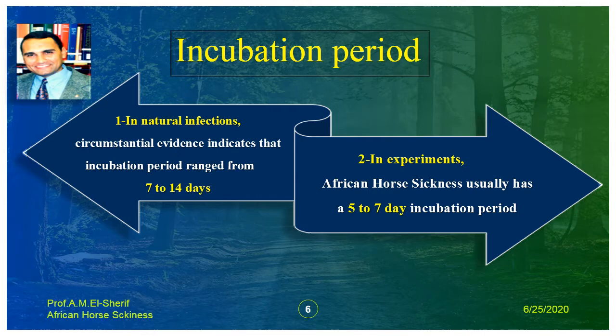circumstantial evidence indicated that the incubation period ranged from 7 to 14 days, while experimentally, African horse sickness usually shows a 5 to 7 day incubation period, meaning that experimentally the incubation period is halved. This may be due to the dose of the virus being directly injected into the experimental animals.